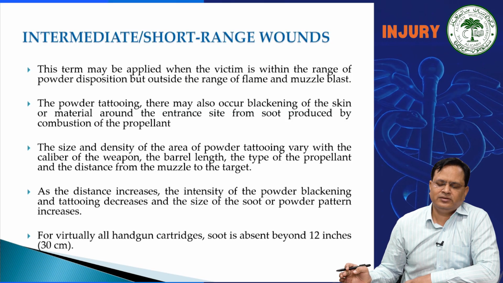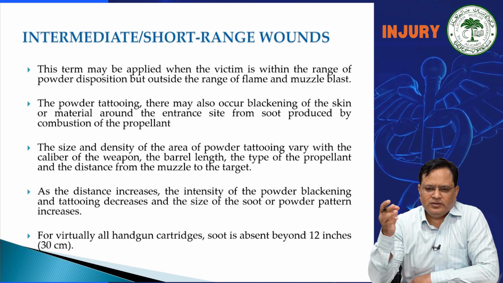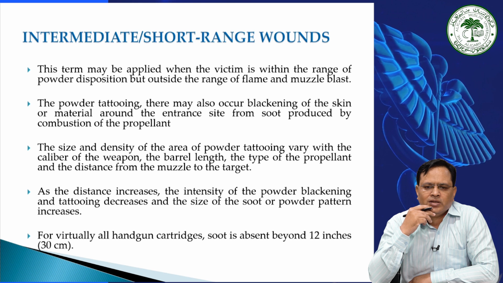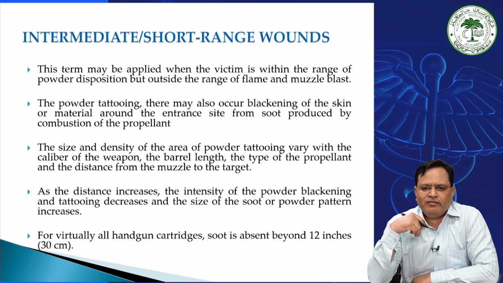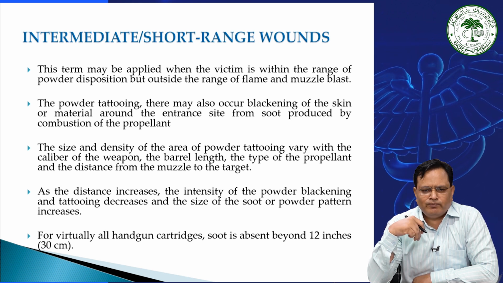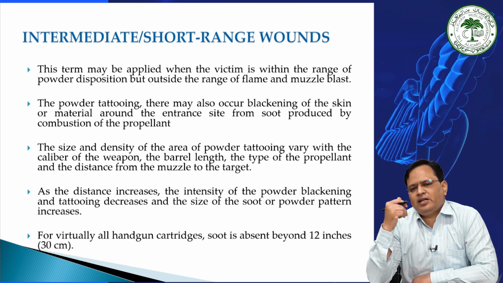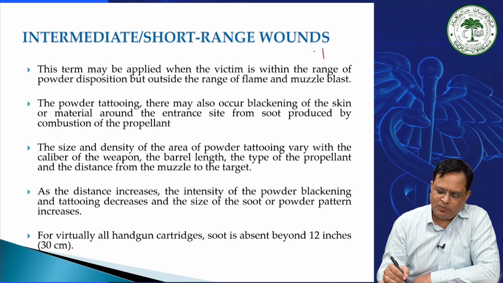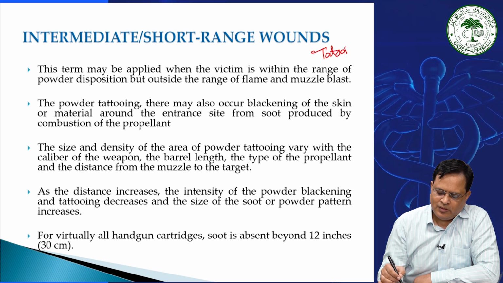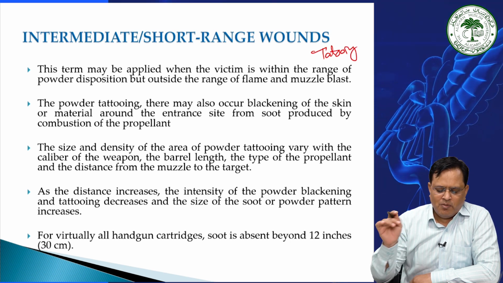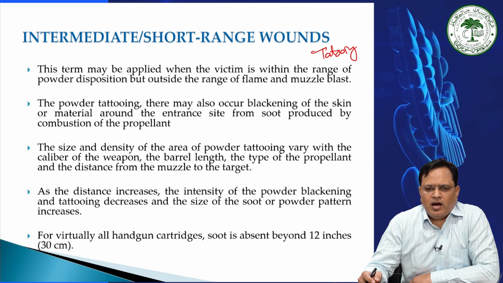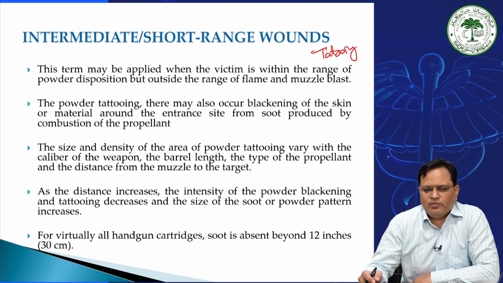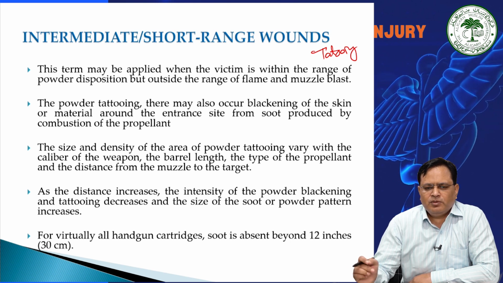Intermediate or short range is nearly about 30 centimeters, 12 inches. This term may be applied when the victim is within the range of powder deposition but outside the range of flame or muzzle blast. So powder can be deposited and tattooing can be present. With powder tattooing, there also occurs blackening of the skin or the material around the entrance site from soot produced by the combustion of the propellant.